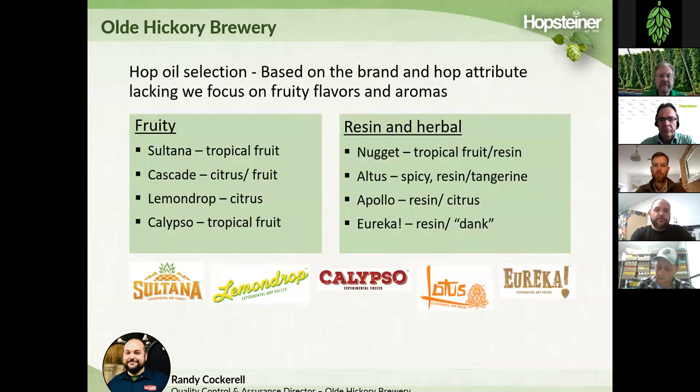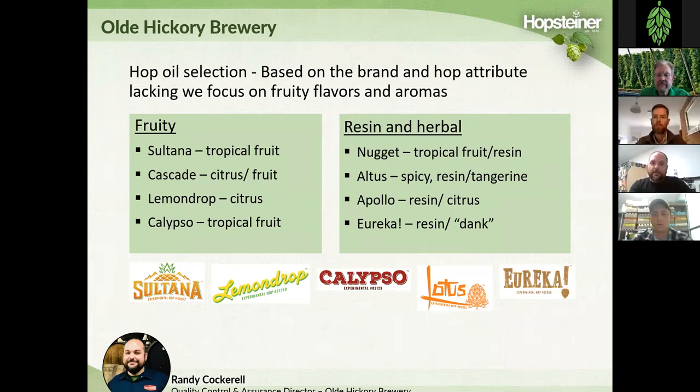As far as hop oil selection, this is based entirely on our brands, but we do tend to focus at Old Hickory on using the hop oils in our IPAs. We're focusing more on getting the fruity and tropical fruit notes from hops, because that seems to be what our brands were more missing. Even with massive amounts of dry hops, we were still missing the impact of those flavors. So we use a lot of Sultana, Cascade, Lemon Drop, Calypso, and Eureka. We've dabbled with Nugget and Apollo before as well.